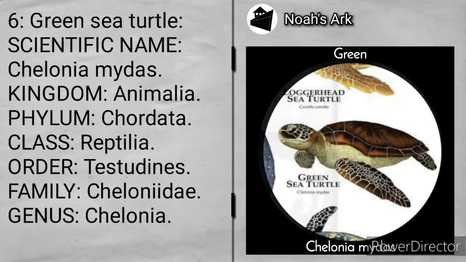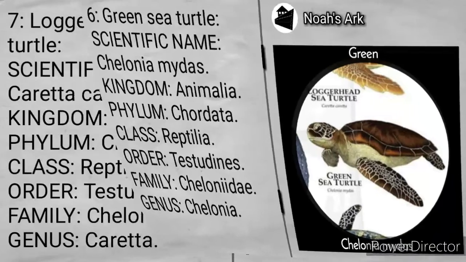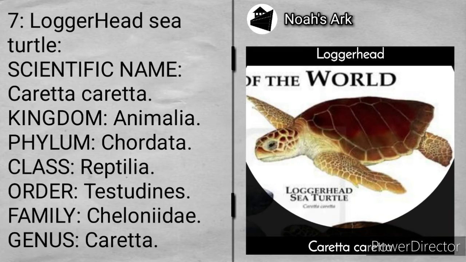6. Green Sea Turtle, scientific name, Chelonia mydas. Kingdom, Animalia. Phylum, Chordata. Class, Reptilia. Order, Testudines. Family, Cheloniidae. Genus, Chelonia. 7. Loggerhead Sea Turtle, scientific name, Caretta. Kingdom, Animalia. Phylum, Chordata. Class, Reptilia. Order, Testudines. Family, Cheloniidae. Genus, Caretta.